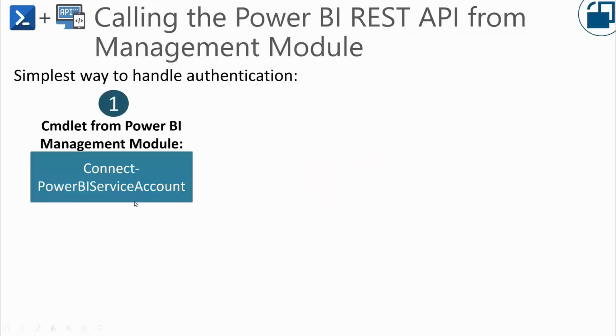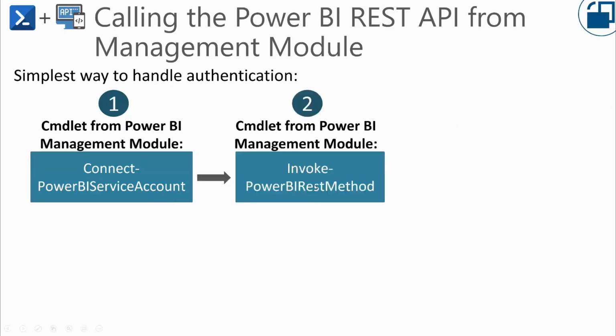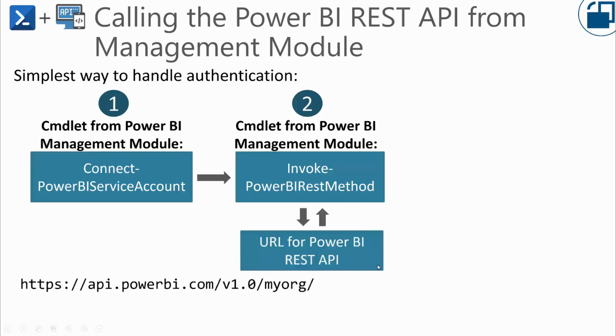So we want to actually start our authentication using the management module. And then what we want to do is use what we kind of think of as the Swiss Army knife inside the management module. And it's a commandlet itself, but it's a commandlet that says, I want to invoke a REST method, or that is, I want to call an API. And then basically you've got to pass it the URL. And so, you kind of figure out from the documentation how you want to construct the URL.